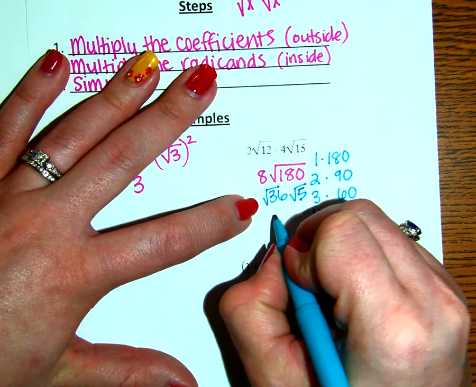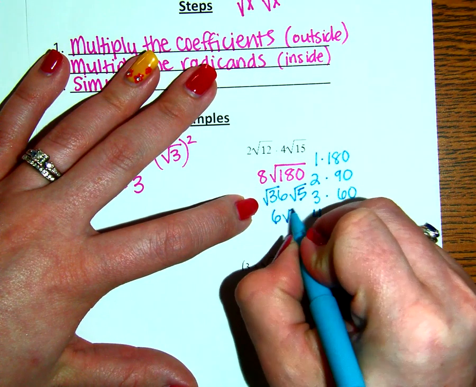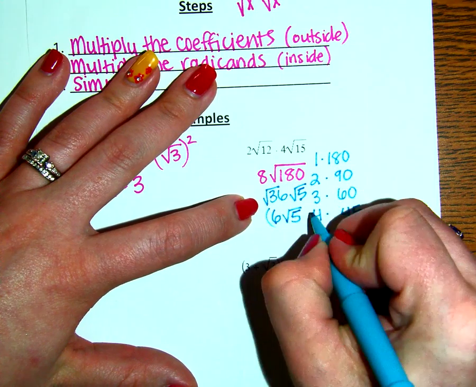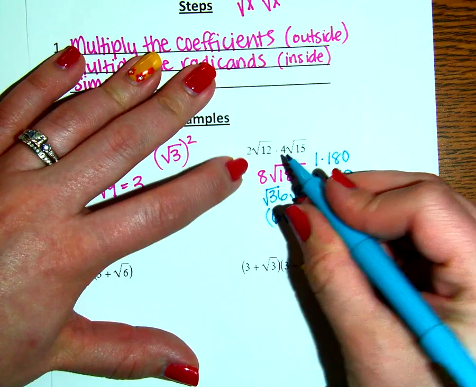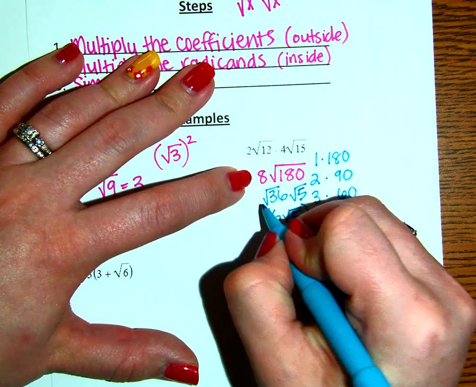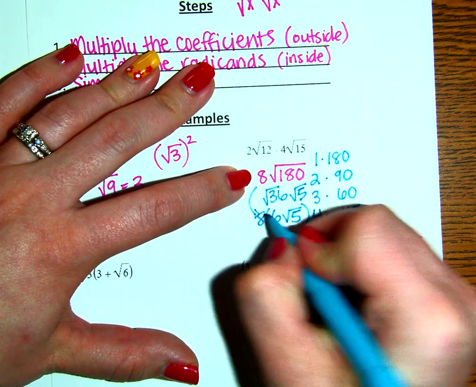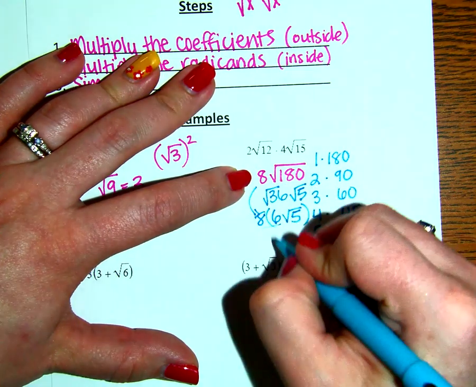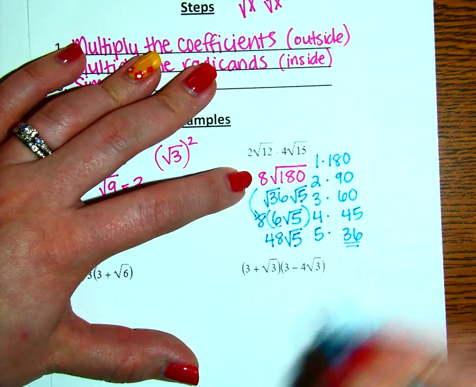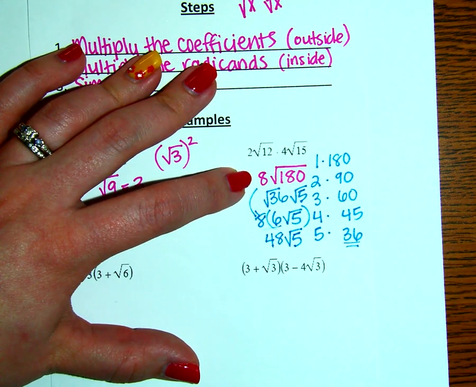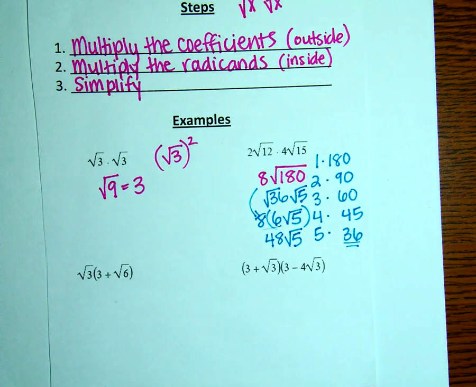36 is going to simplify to 6, but then I still have to remember that 8 that I got from multiplying my coefficients, so I'm going to bring it down, and then you're going to multiply your coefficients, so you would get 48 square root of 5. Okay, so outsides, then insides, then simplify.